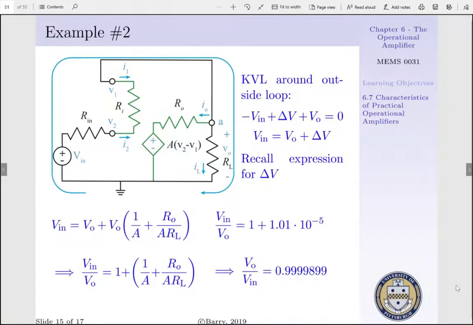Or if we express this in terms of our gain, our output voltage per input voltage, V out per Vn is equal to 0.9999899, which is very close to unity, which is what the idealized follower amplifier will give us.